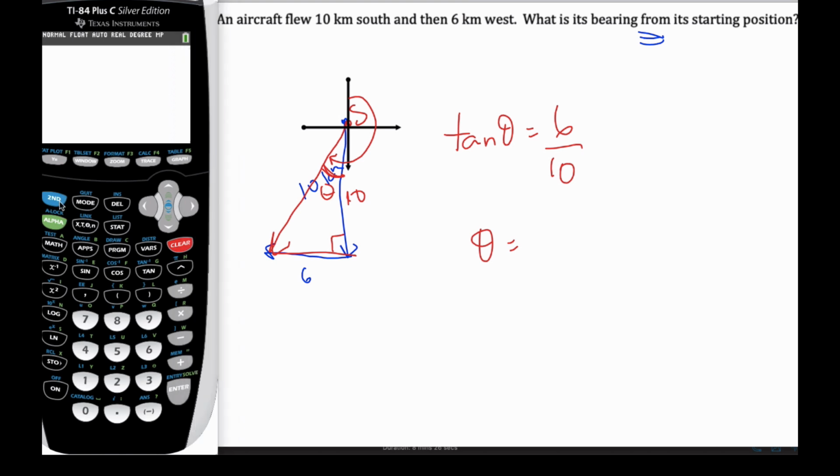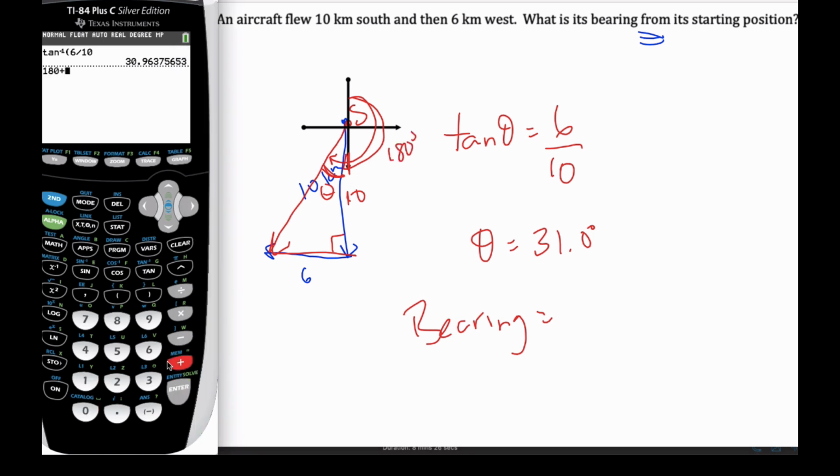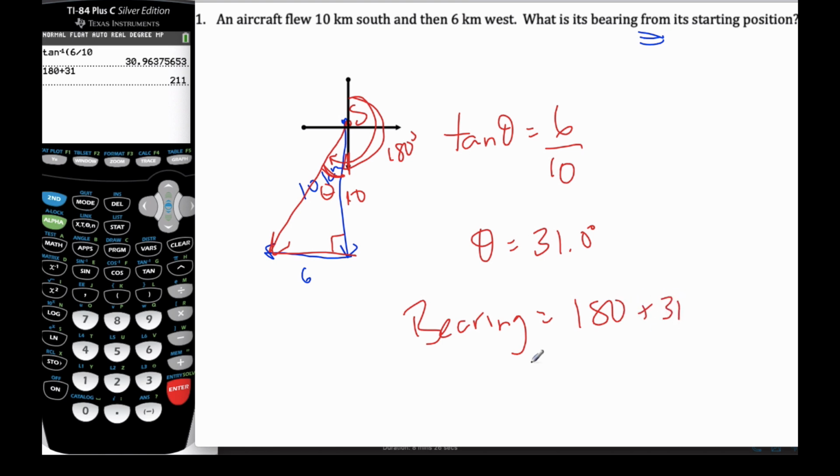Using my calculator, theta will be second tangent, 6 divided by 10. I have 30.96. If I round that, I get 31.0 degrees, three significant figures. That's theta. If I want to know the bearing, though, the bearing is from north. It's over here, so I have to add this angle, which is 180. So it's 180 plus 31, which gives me 211 degrees as my bearing. You have to make sure you add in from north as appropriate.